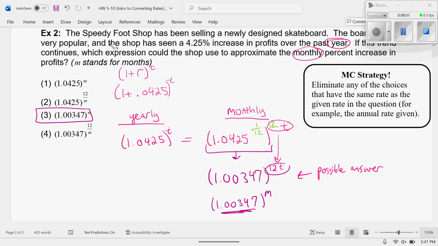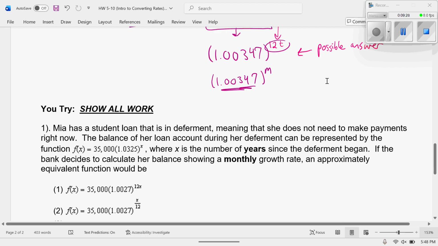Anyway, I hope this video helped. Just as a heads up, as a multiple choice strategy, if you're increasing, if you have a factor of 1.0425 per year, if you're converting to a different measurement of time, it should change. So if you start with 1.0425, go and cross out the answers that have no change at all. And then it's just a guess between choice 3 or 4. Now try the next two on your own.